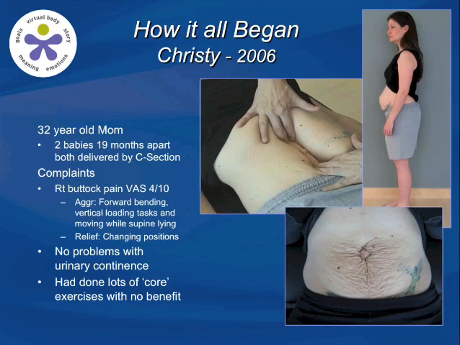Her meaningful complaint was pelvic girdle pain, 4 on a 10 on a visual analog scale, and her pain was aggravated by those things that typically aggravate pelvic girdle pain, and that's vertical loading tasks, and also rolling over while supine lying. The only way she'd get relief was by constantly changing positions, because when your pelvis is aggravated, there's very few positions which actually afford relief. She had no reported complaints of her continence mechanism, and she'd done lots of core exercises with no benefit, in that she hadn't been able to reduce her pain or improve her level of function.